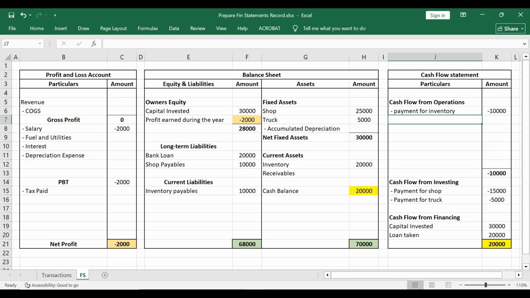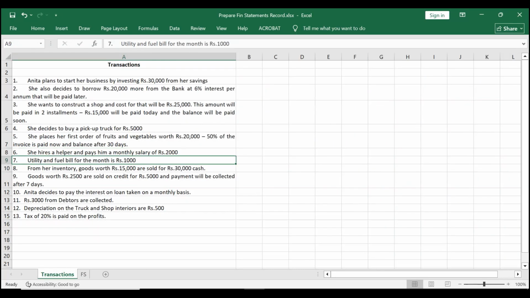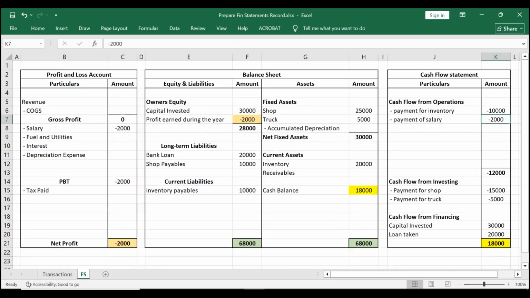We have paid the salary. It's a part of operating activities. So I'll type it over here. Payment of salary and minus 2,000. So next transaction. Utility and fuel bill for the month is 1,000. So fuel and utilities equal to minus 1,000. And it's a part of operating activities. Fuel and utility bills minus 1,000.